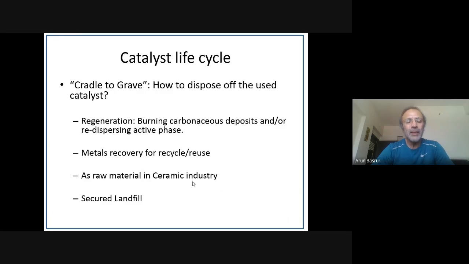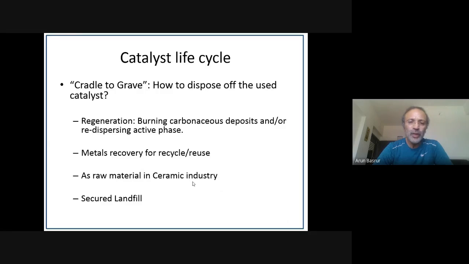When this is done, in many catalysts, there are valuable metals. So the spent catalyst is sent for metals recovery. The metals are recovered and then they can be recycled, converted into solution and used for making another fresh charge of catalyst. Once the metals are recovered, whatever remains behind is normally a refractory material which finds application in the ceramic industry as a raw material. So it goes to the ceramic industry.